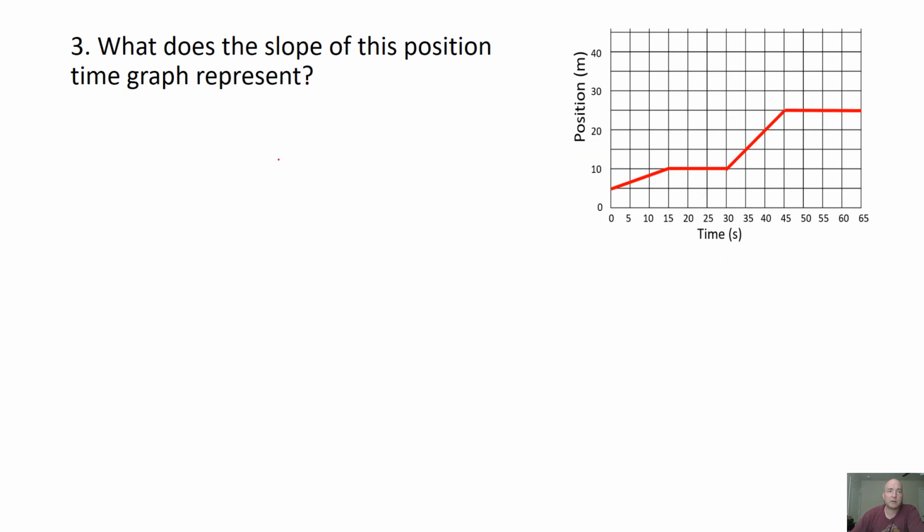Okay, what does the slope of the position time graph tell you? This is going to be velocity. Meters over seconds, that's the slope, and that would be a unit for velocity.